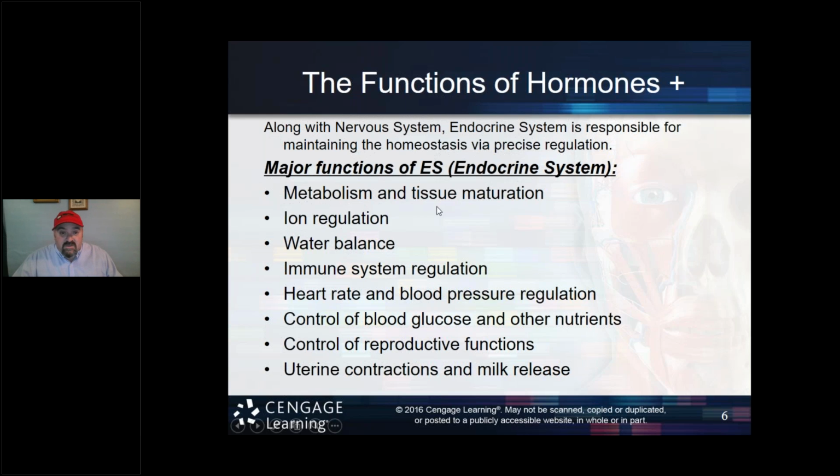So metabolism, tissue maturation, ion regulation, water balance, right? Immune system regulation, heart rate, blood pressure regulation, control of blood glucose levels and other nutrients present within the digestive tract that need to be processed for the body to function well. Control of reproductive functions, uterine contractions, and milk release. You see, these are some of the major functions that the endocrine system, via the hormones being produced, sends to specific areas of the body that have specific receptors for these chemicals, for these hormones, to create some type of action.